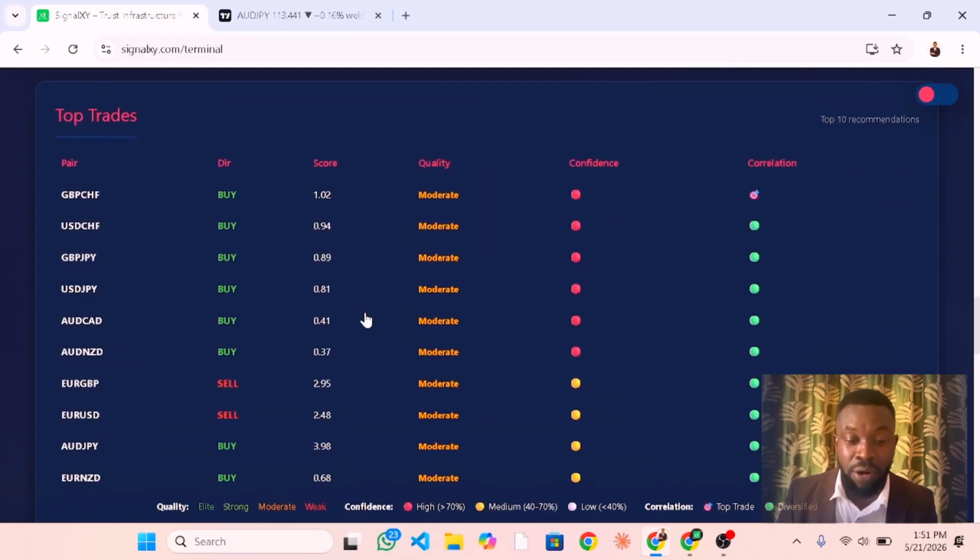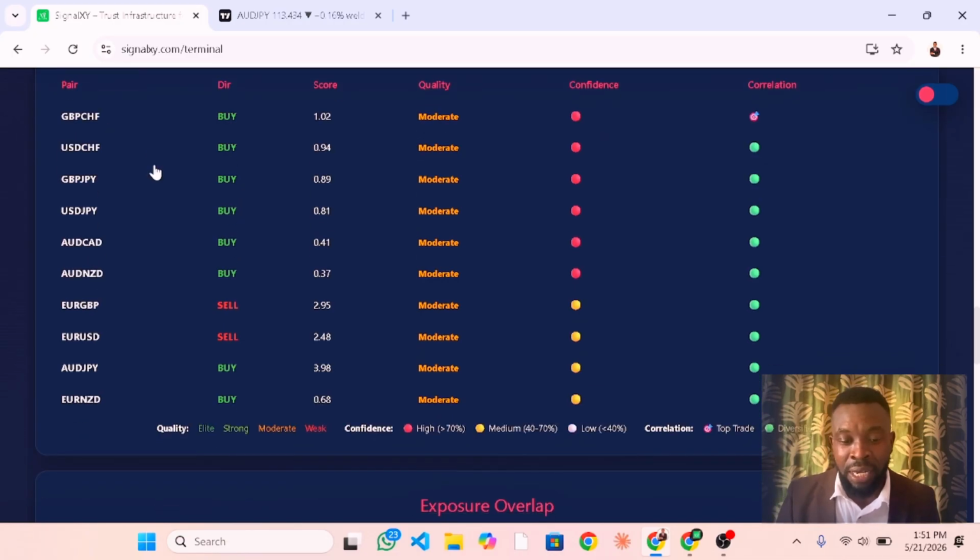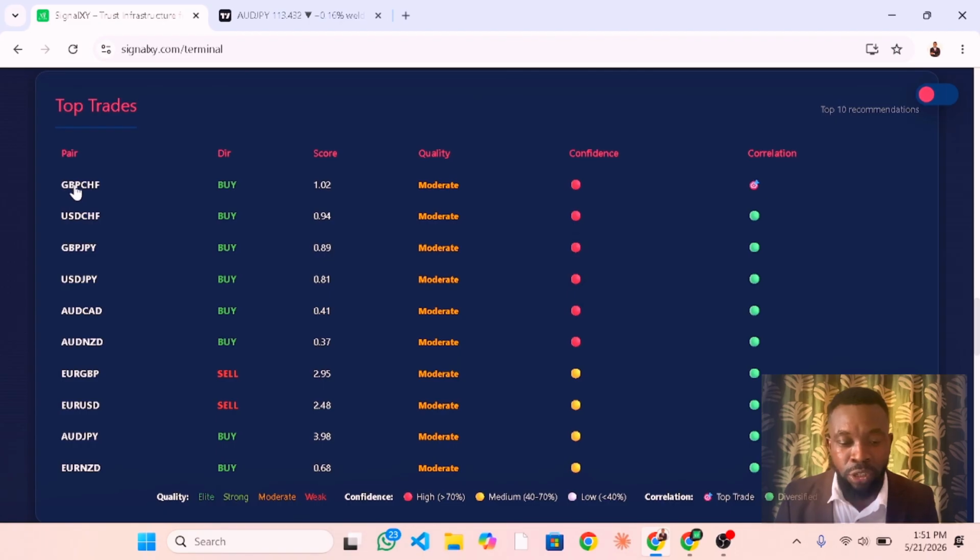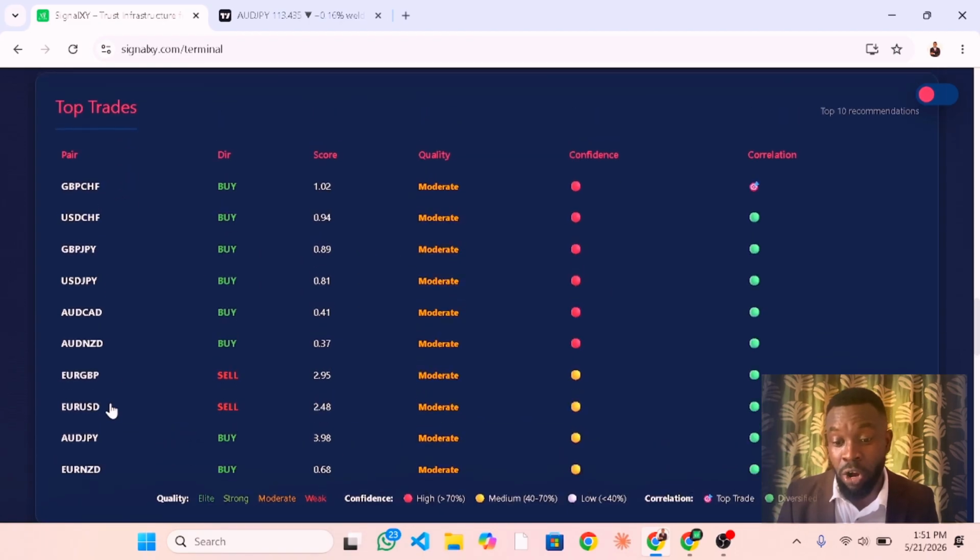So if you come down, you will now see top trades recommended. The terminal not only does macroeconomic analysis, it rates the 8 most traded currencies, and not only that, it gives you trade ideas. So it is recommended that we should buy pound CHF, USD CHF, and up to 10 different currency pairs. Now, if you look here, it will give you a score, the direction, the quality of that trade, the confidence level, and the correlation.